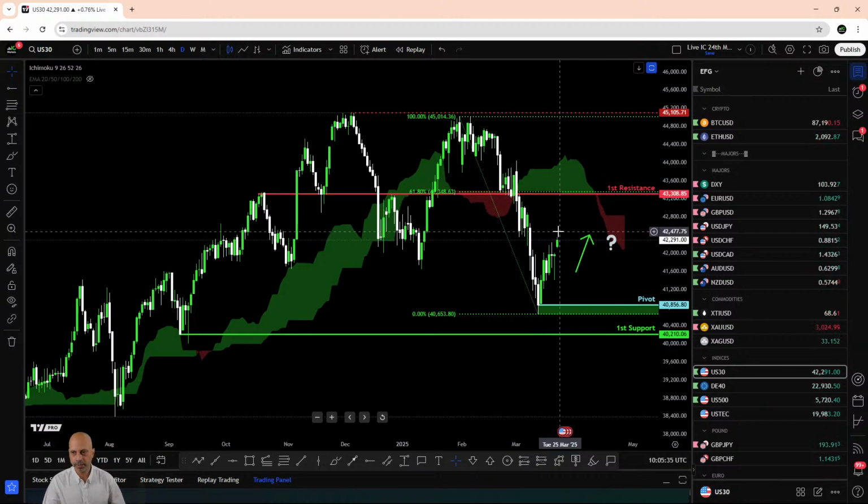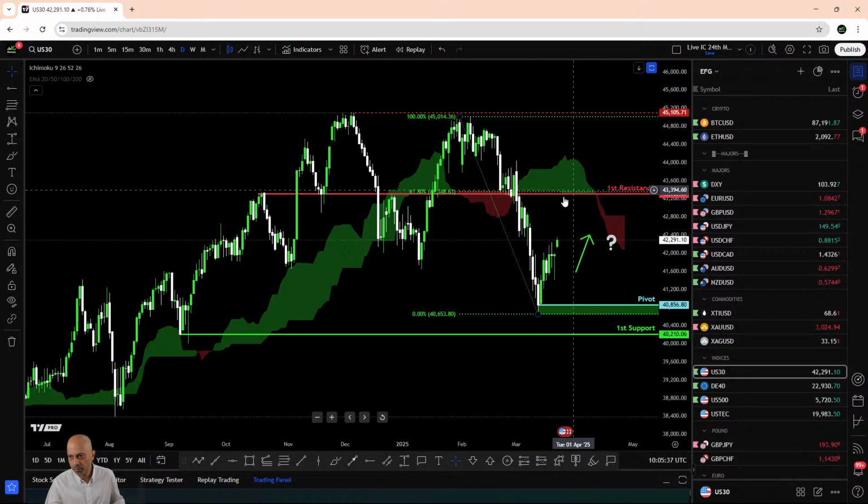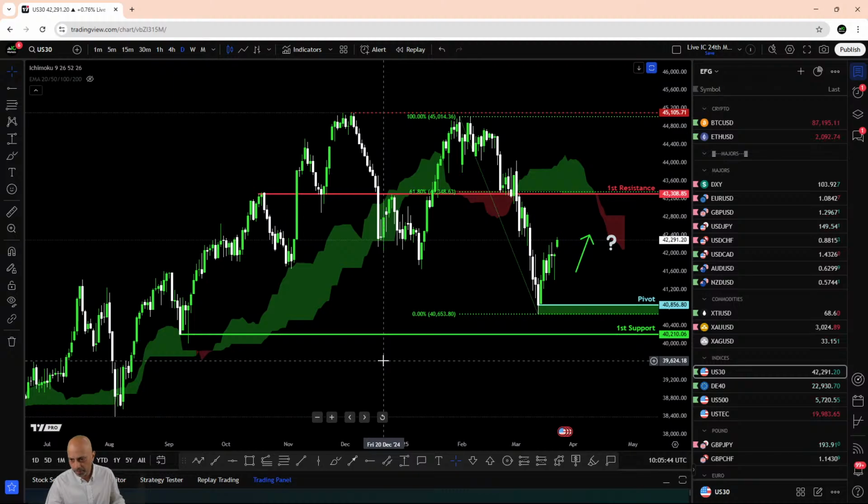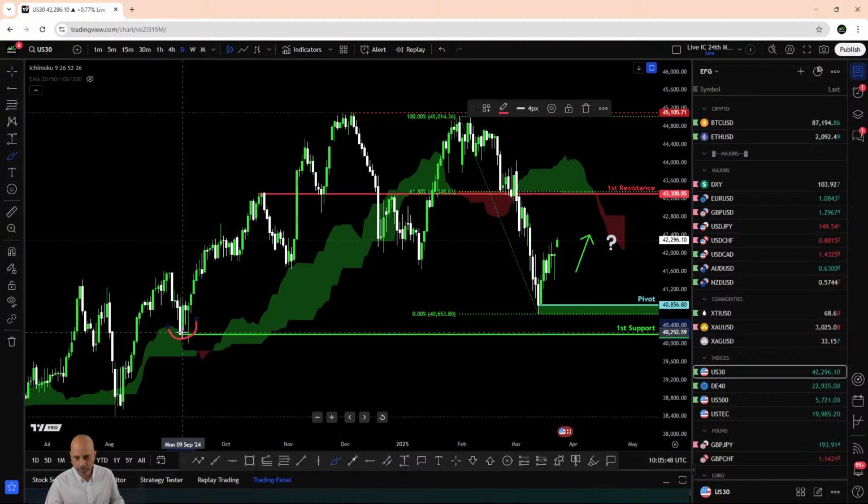And of course, should we see US 30 push on even higher, this is where I would target a potential take profit zone. Looking slightly below, there's another significant swing low that was formed here, a nice trough formed in the second week of September at around 40,200. So that's how the first support has been identified.